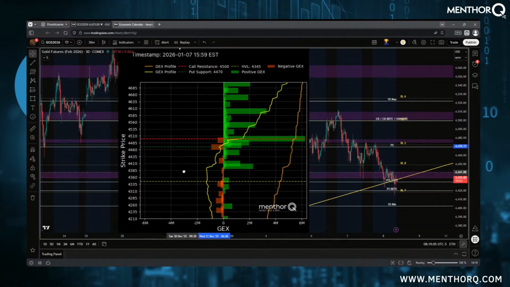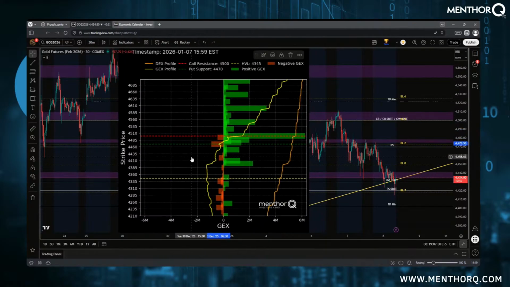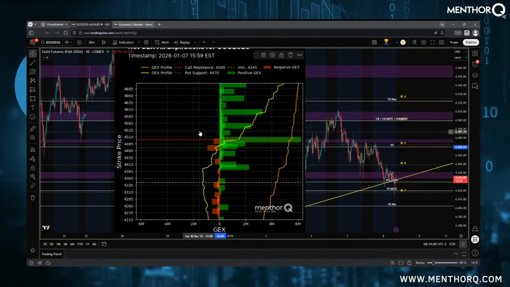So if we know exactly what the CTA model represents, let's dive together into our gamma exposure model. Let's take a look at the bigger picture for GCG, the most traded futures contract right now, so February 2026. As you can see, more than 6 million gamma sitting around 4500. This is our magnetic point. This is the point where we should expect price coming back.